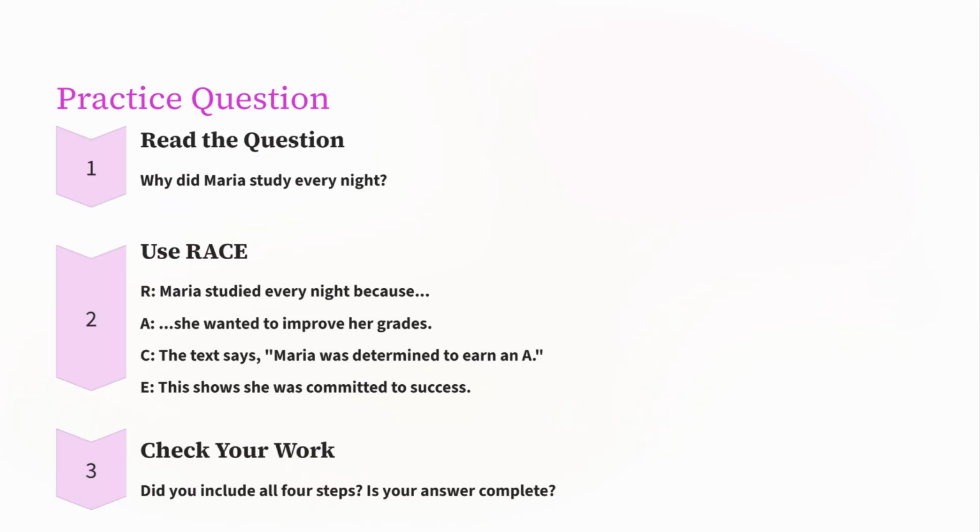Practice question. Read the question. Why did Maria study every night? Use RACE. Maria studied every night because, A, answer all parts of the question. She wanted to improve her grades. C, cite textual evidence. The text says, "Maria was determined to earn an A." E, this shows she was committed to success. Check your work. Did you include all four steps? Is your answer complete?